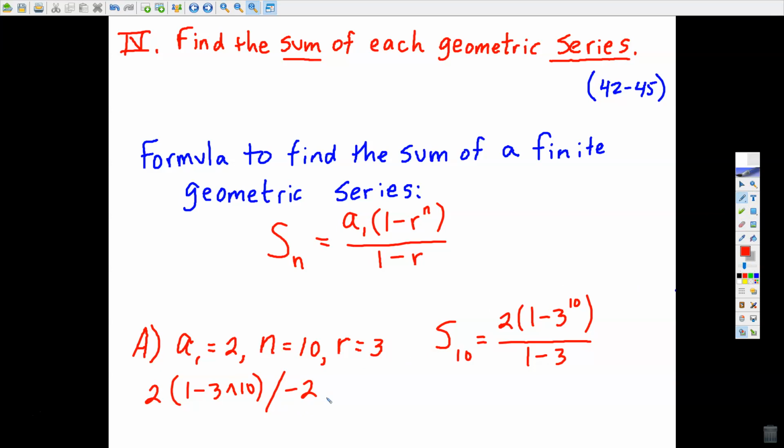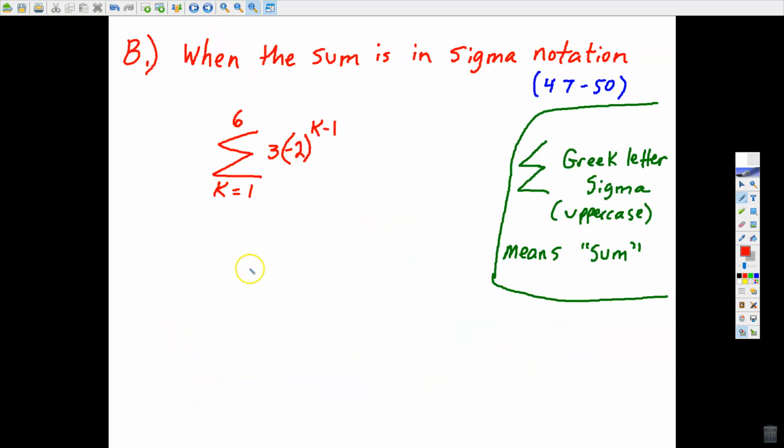2 times 1 minus 3 raised to the 10th power divided by -2. And it looks like we got 59,048. So that is our answer for letter A.